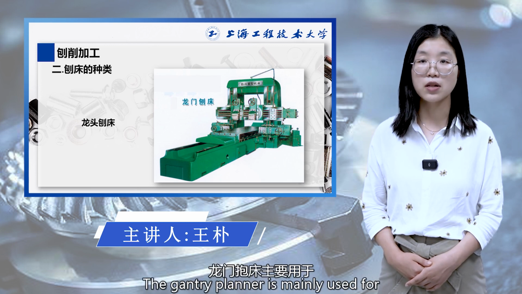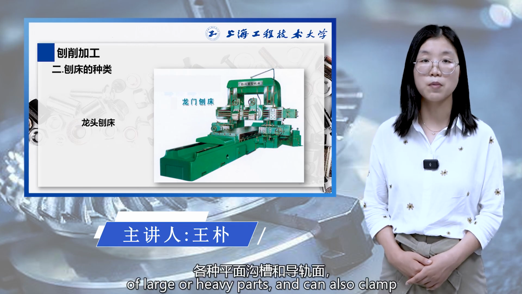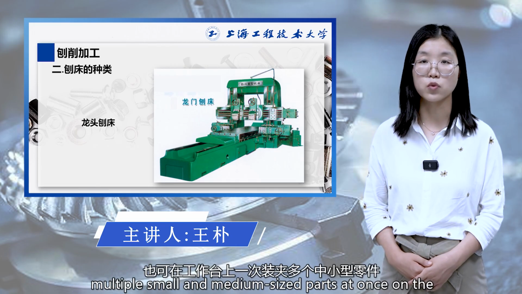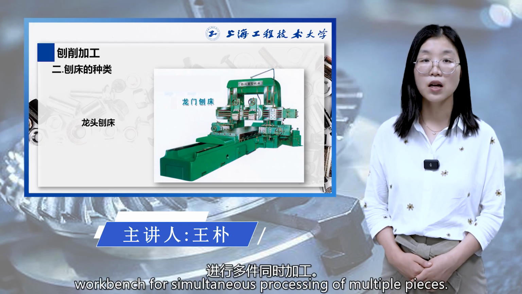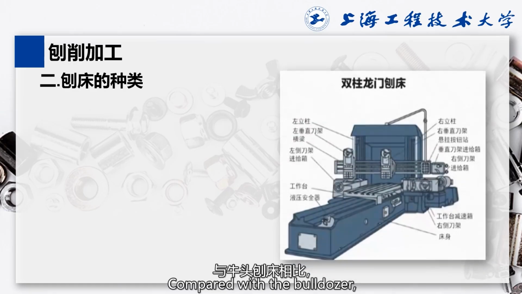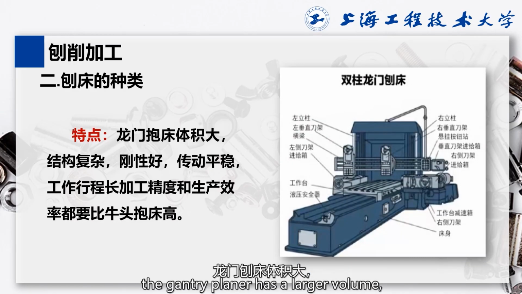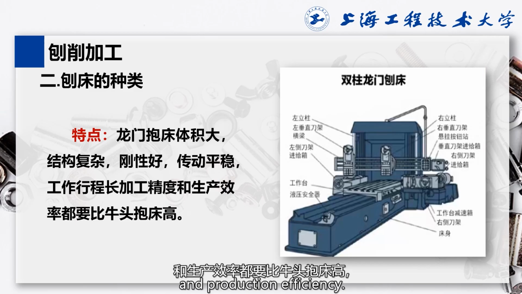The gantry planer is mainly used for processing various flat grooves and guide surfaces of large or heavy parts and can also clamp multiple small and medium-sized parts at once on the workbench for simultaneous processing of multiple pieces. Compared with the bull head planer, the gantry planer has a large volume, more complex structure, better rigidity, smooth transmission, longer working stroke, higher machining accuracy, and production efficiency.